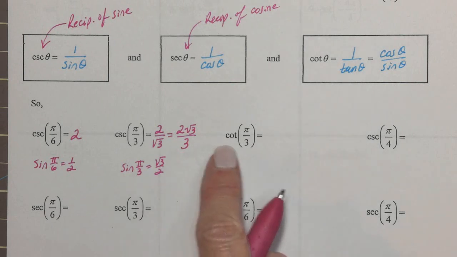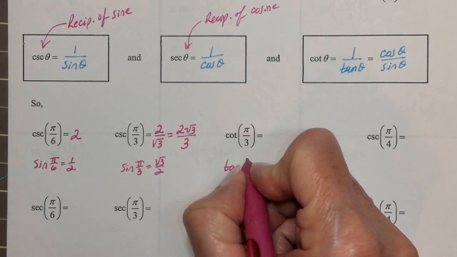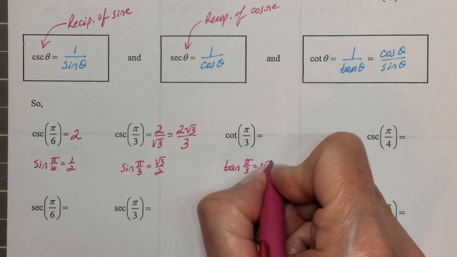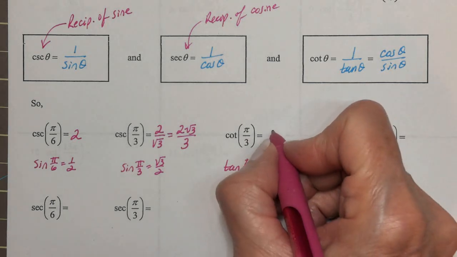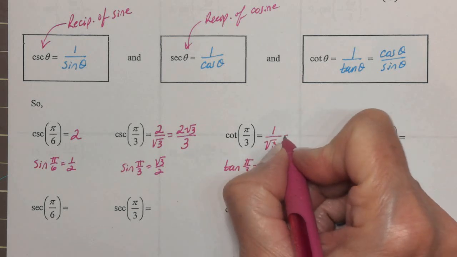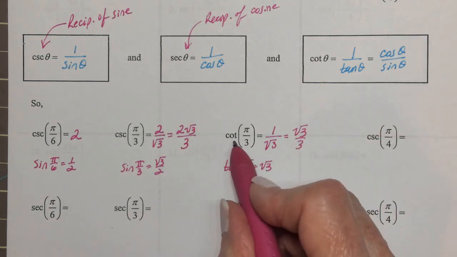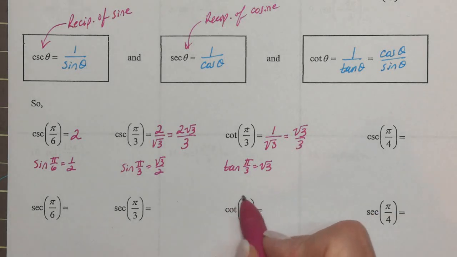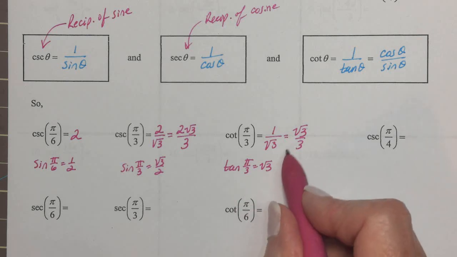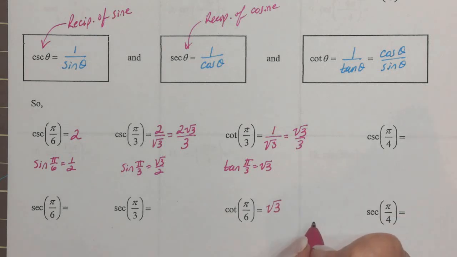Okay, cotangent of pi over 3. Well, tangent of pi over 3 is square root of 3. So cotangent will be the reciprocal of that. The reciprocal of that is 1 over square root of 3, which rationalizes to square root 3 over 3. So cotangent of pi over 3 is square root 3 over 3. What is cotangent of pi over 6 then? Well, cotangent of pi over 6 will be the other one. It'll be the plain square root of 3. Okay?